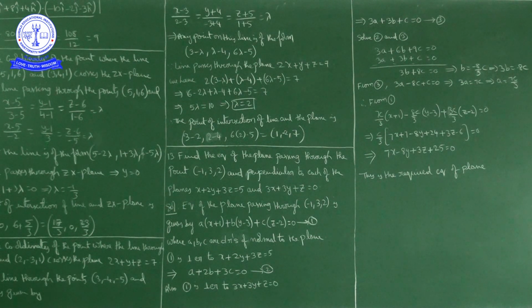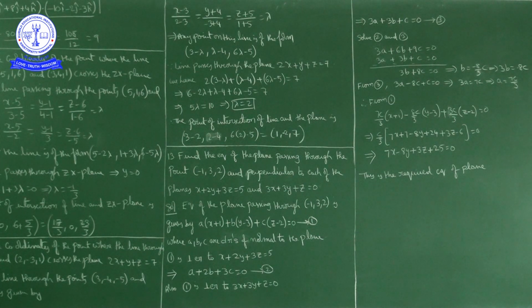Okay. So the equation of a plane passing through the point (-1, 3, 2) can be written as a(x - x1) = a(x + 1), plus b(y - y1) = b(y - 3), plus c(z - z1) = c(z - 2), equal to 0. Here a, b, c are the direction ratios of the normal to the plane.